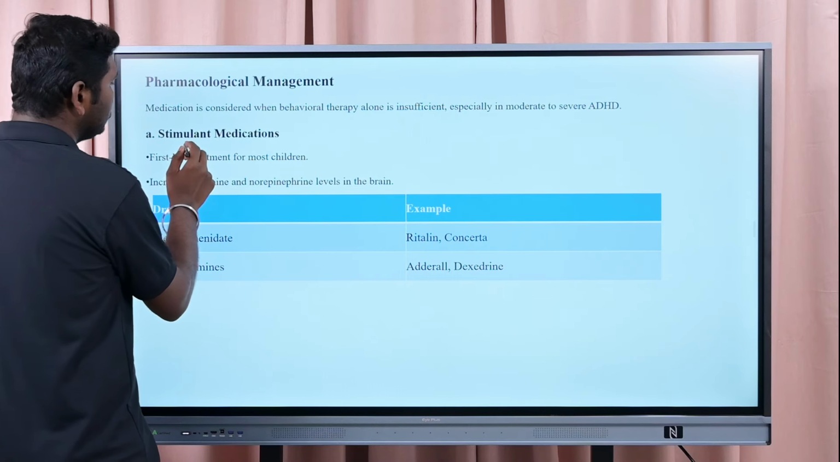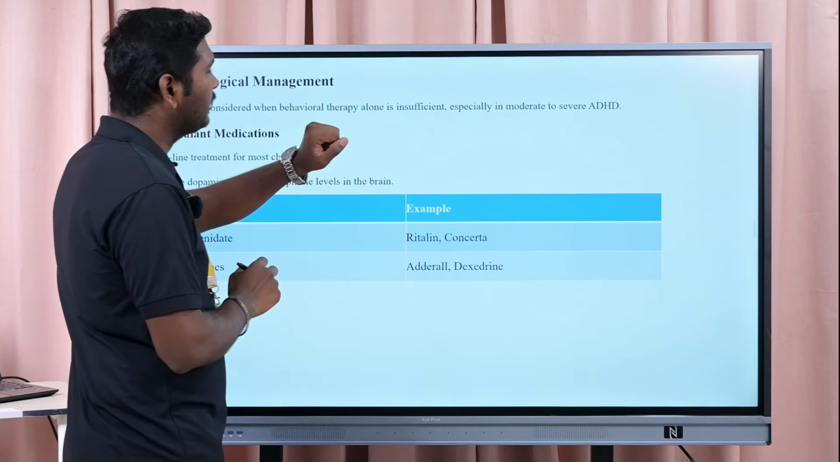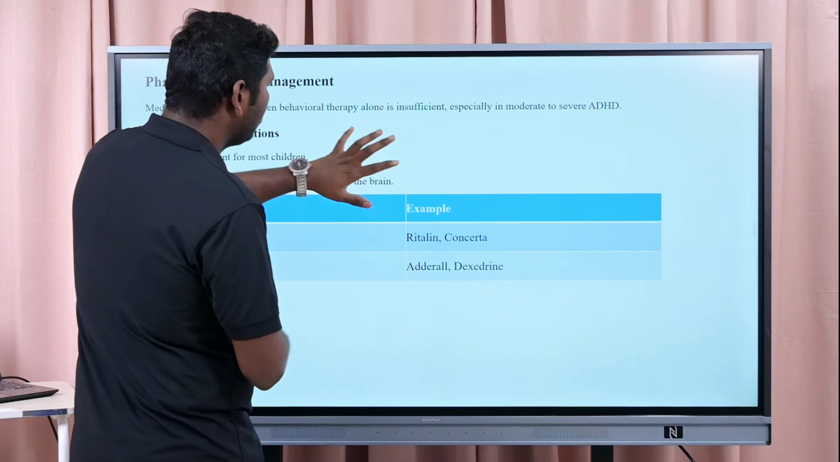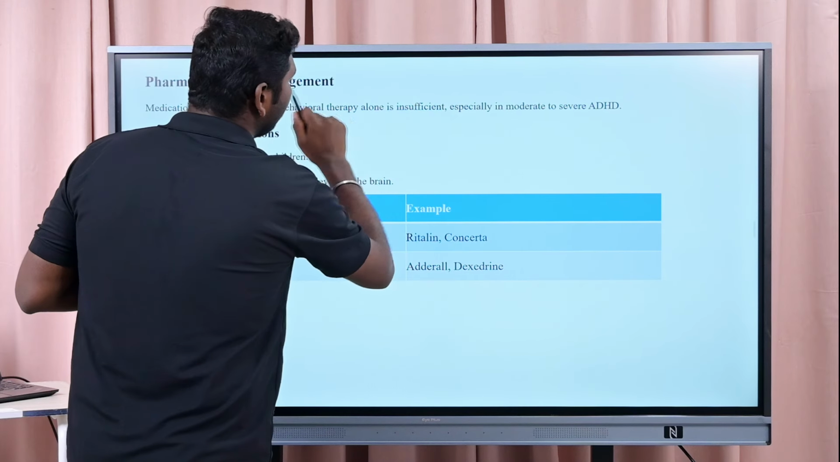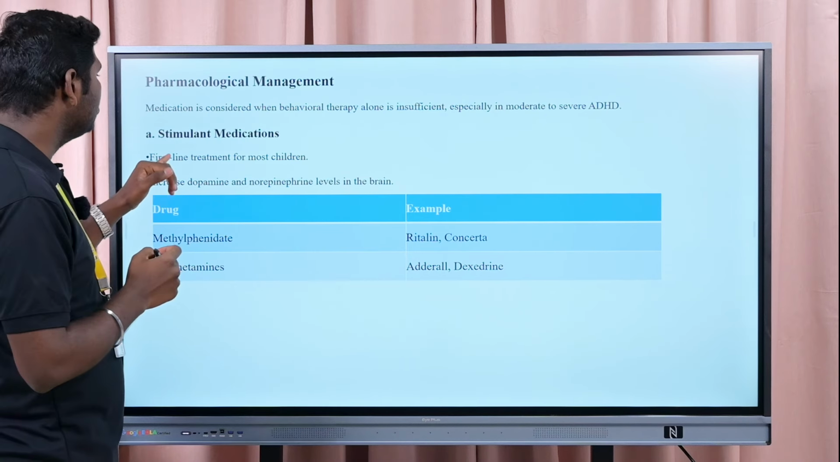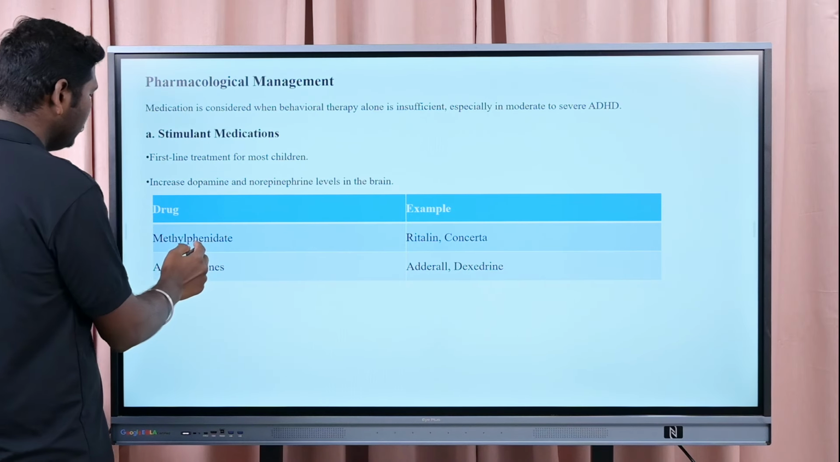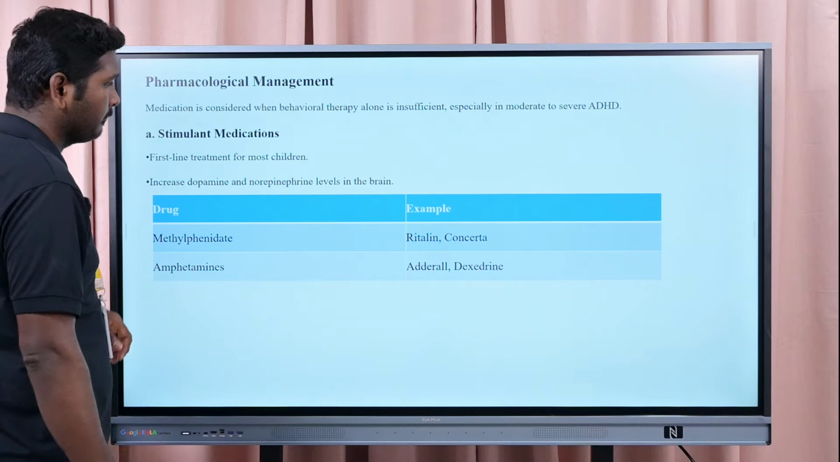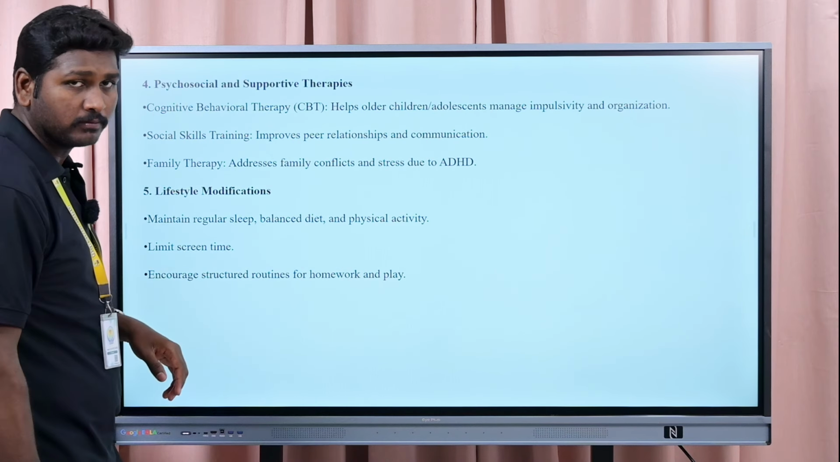Pharmacological management. Since it is a child, behavioral therapy alone cannot do as well as it could. So along with behavioral therapy, we have to go with pharmacological management, that is drugs. Stimulant medications are the first line treatment for most children: methylphenidate and amphetamines. So these are the drugs that we use in the treatment of ADHD for children.